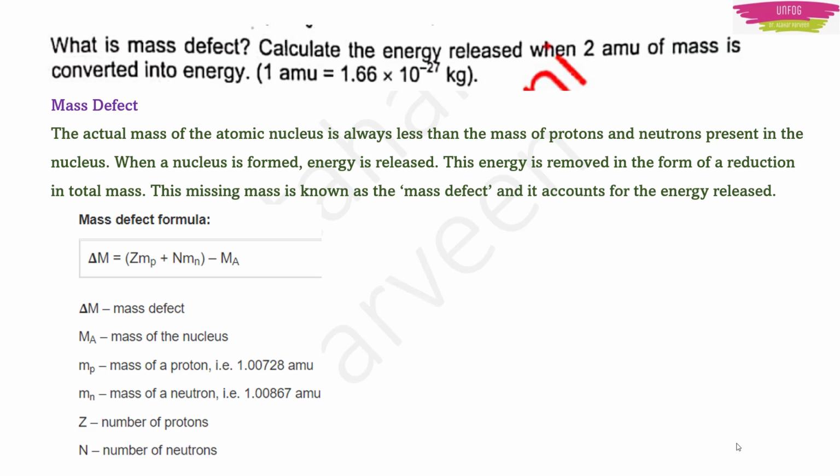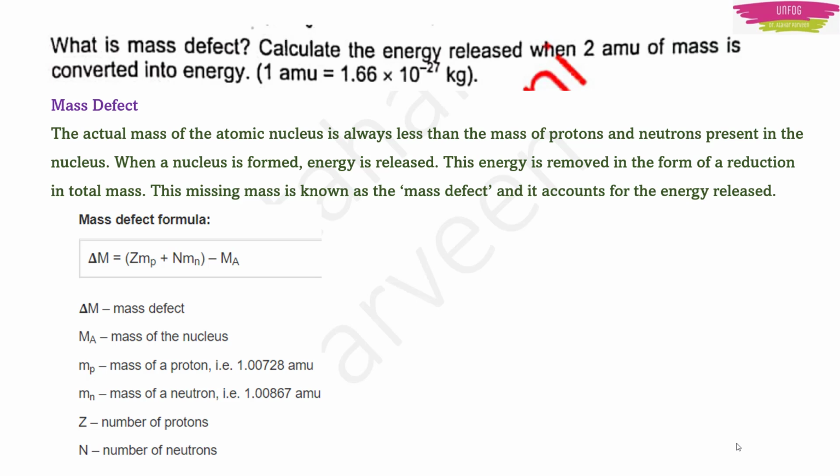Now, there is a formula for mass defect. What is that? Z is the number of protons into mass of proton plus N is number of neutrons into mass of neutrons minus Ma, mass of the nucleus. Means what you are doing, you are subtracting the actual mass of nucleus from the total mass of proton and neutron. Then that answer will be your missing mass. That is your mass defect. Okay. So much if you remember, it's enough.